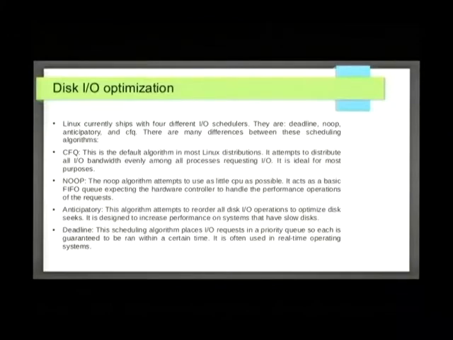And the fourth, deadline. This scheduling algorithm places I/O requests in a priority queue, so each is guaranteed to be run within a certain time. It's often used in a real-time operating system. In the company where I work, we have a lot of work with Oracle databases and Oracle web application servers, and we always use the deadline algorithm.